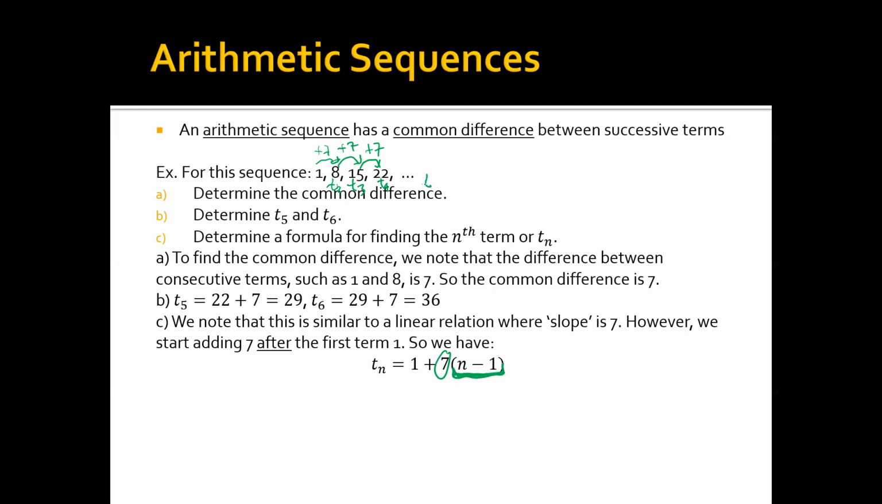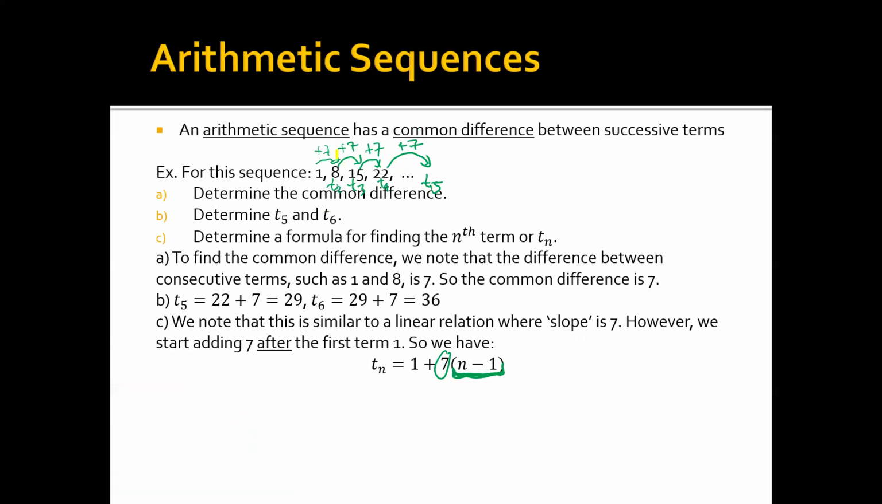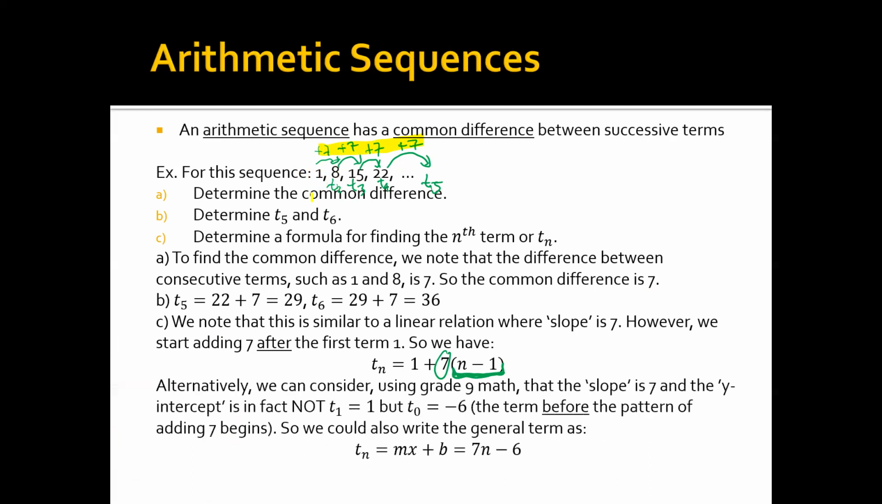If we're looking for the 5th term, you can pretty much follow this pattern. You're going to be adding 7, not 5 times, but 4 times. The reason you add it 1 less time than the term number is that we start adding 7 after the first term. You don't add 7 to get to the first term. You start adding after the first term. That's because of that. To make up that difference, we multiply by n minus 1.